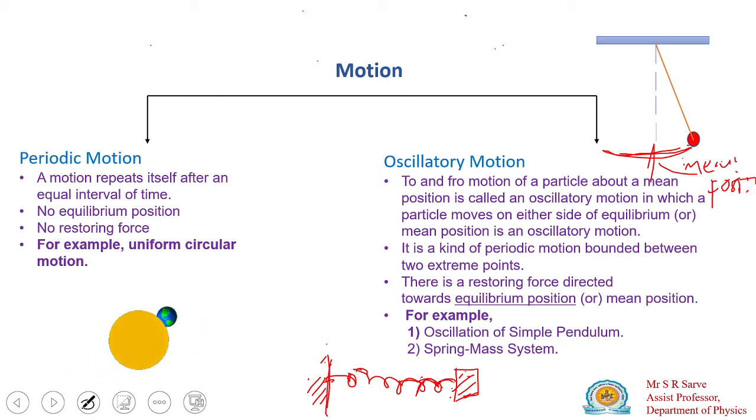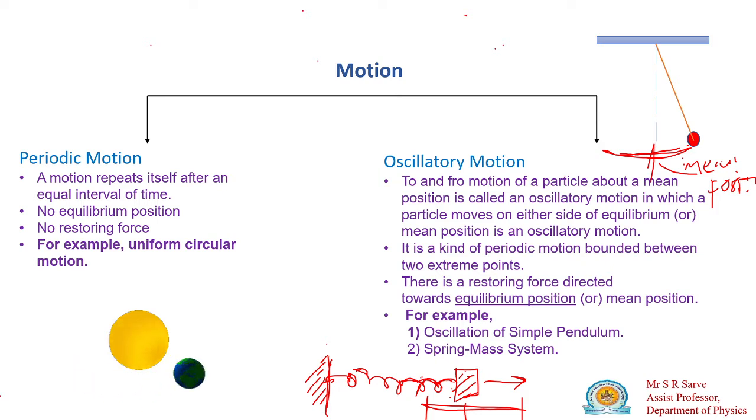So if you apply the force here, this will perform to and fro motion about this mean position. So a spring mass system is also oscillatory motion. Periodic motion means the motion which repeats after a regular interval of time.